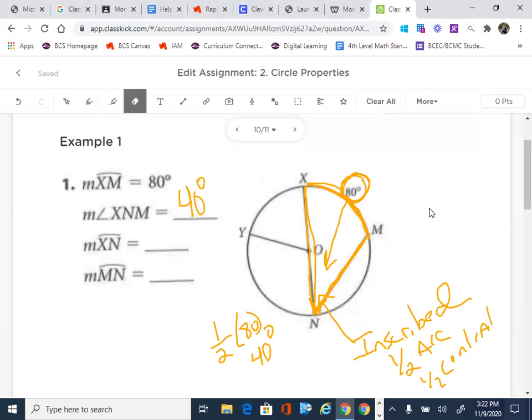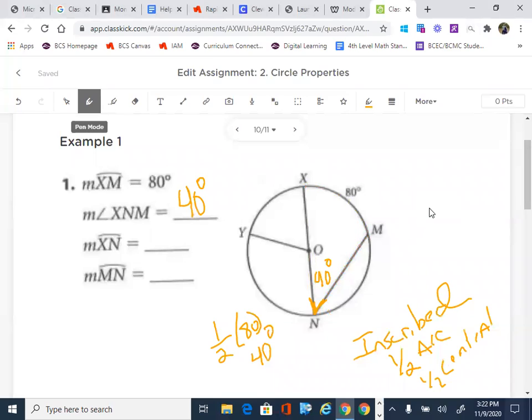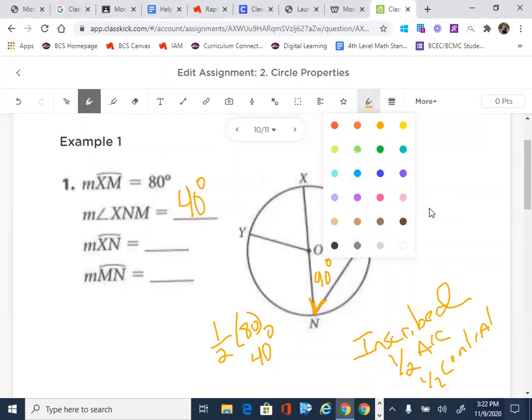Okay, once we've got that labeled, we can go ahead and add that into our picture. So we have a 40-degree angle here. Now, we can go ahead and find arc XN. And let's go ahead and do that. I'm going to shade that a different color. Let's go X all the way through N.